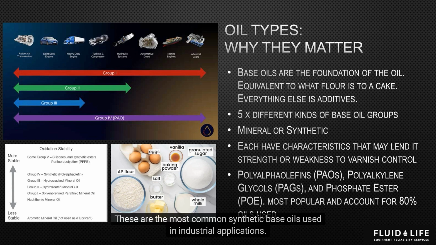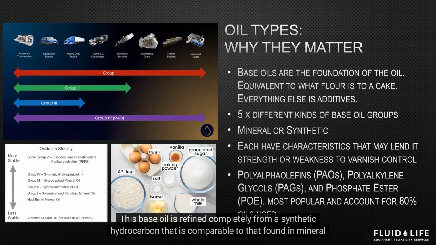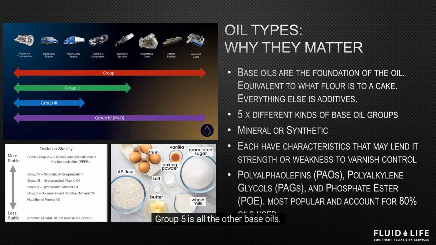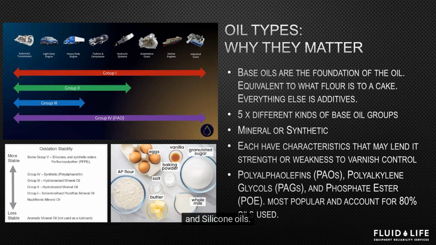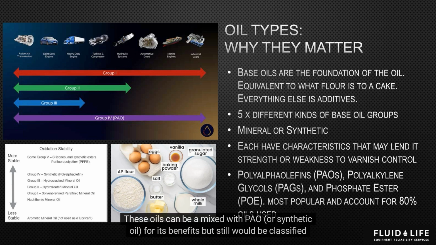These are the most common synthetic base oils used in industrial applications. This base oil is refined completely from a synthetic hydrocarbon that is comparable to that found in mineral oil. Group 5 is all the other base oils. If it is not a mineral oil or a PAO, it then falls under Group 5. These other base oils include phosphate ester, or POE, polyglycol, polyester, diester, perfluoropolyether, and silicone oils. These oils can be mixed with PAO or synthetic oil for its benefits, but still would be classified as Group 5.